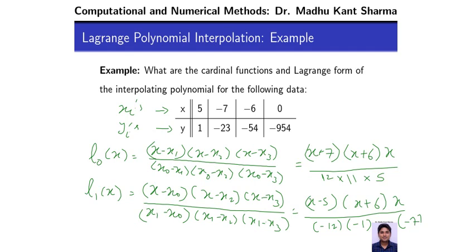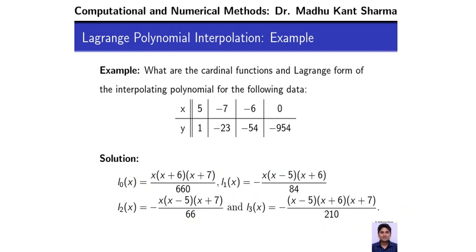Similarly, you can go for L2 of x. So if I collect all the things, L0 of x will be here, you can match. L1 of x will be this, 12 into 1 into 7, which is 84.